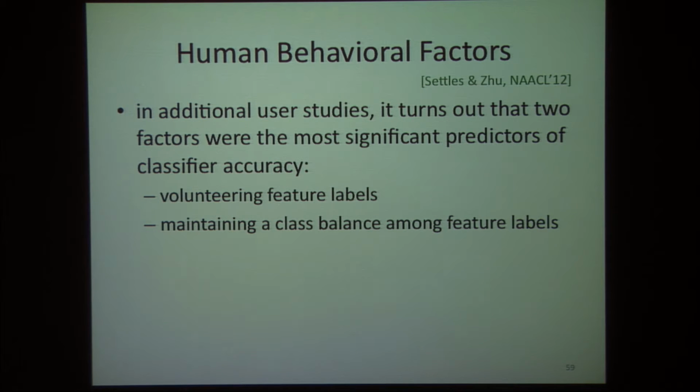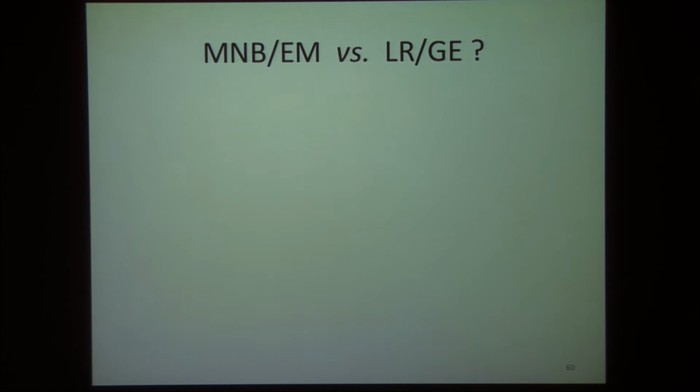So going back to the beginning of the talk a little bit, I presented this naive Bayes approach. What about training logistic regression models using generalized expectation, the discriminative model? Logistic regression is a special case of a conditional random field.